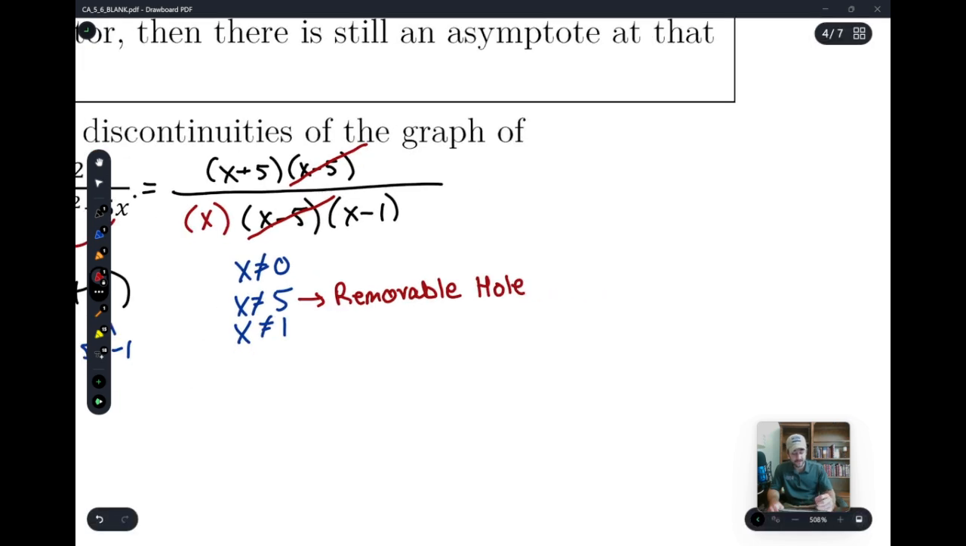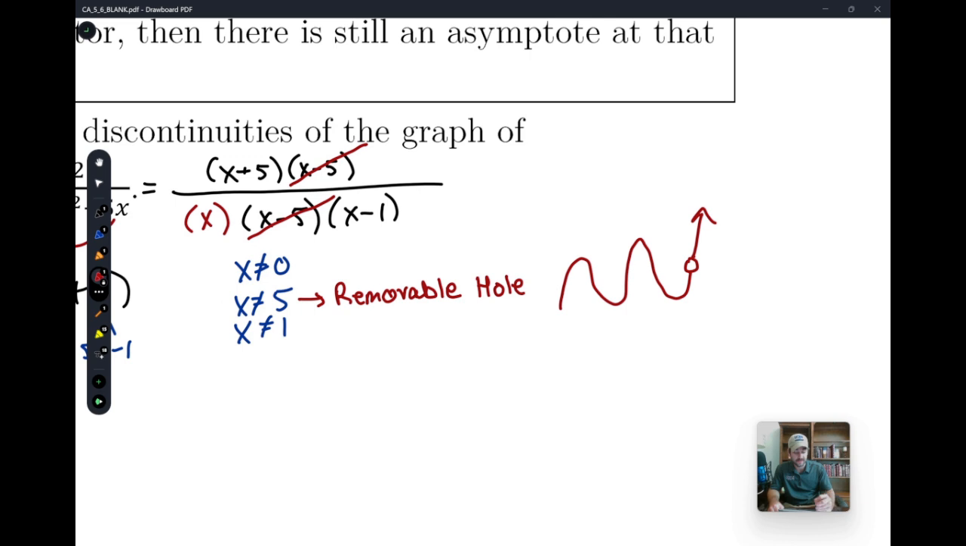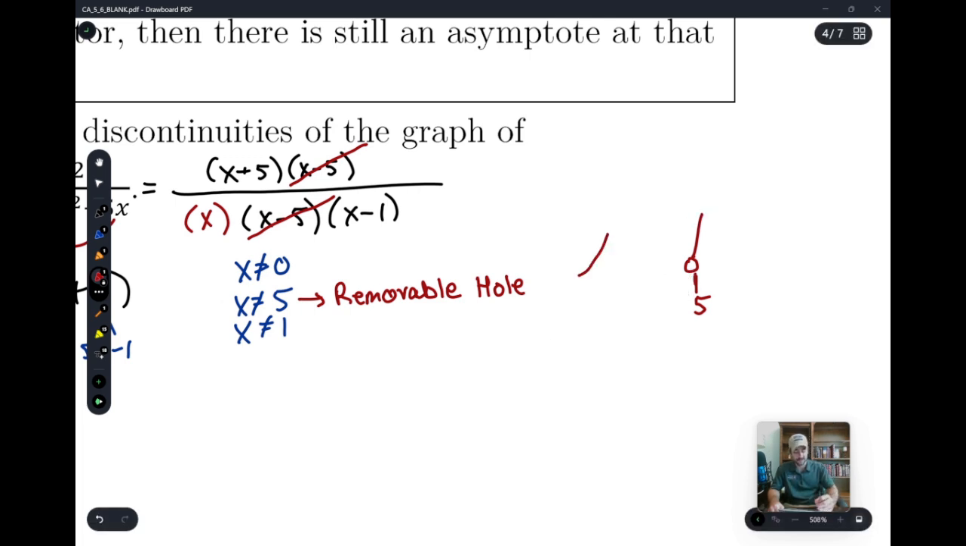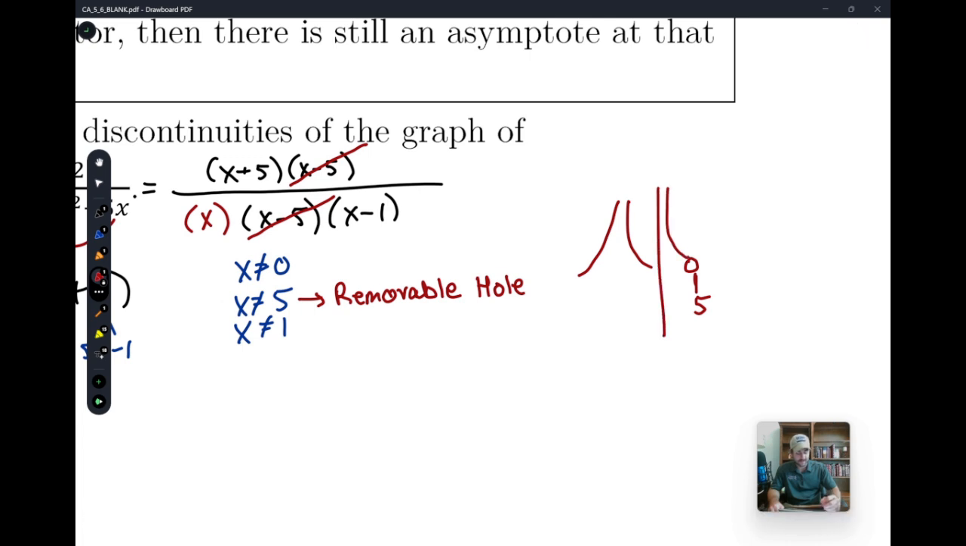What that looks like on our function is just some squiggly line, and then when we get to 5, there's a hole and it just keeps going. So that would be at 5. I don't know exactly what this function looks like, but that's what a removable hole looks like. Probably this function looks a little more like this. Maybe you've got a vertical asymptote, maybe you've got this, I don't know. But you've got a removable hole at 5, wherever 5 is.